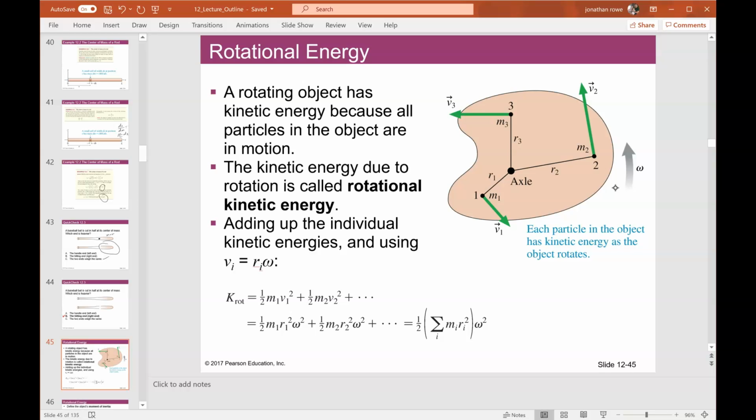So it's all that stuff of all those particles. And notice they can factor out the 1/2 and the omega, because those are constant. Omega is constant as that thing is rotating. And so that's just the sum of all the masses and the radii.